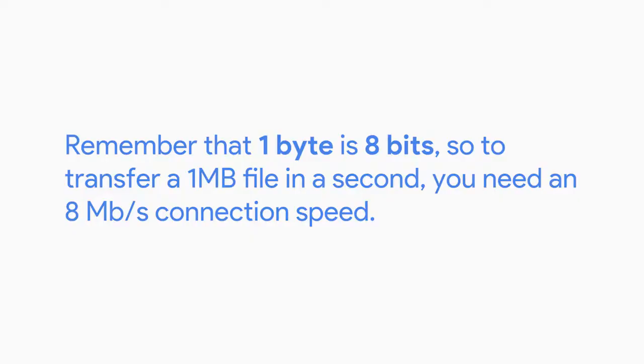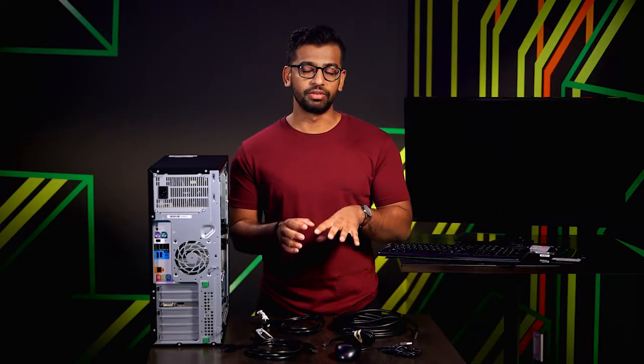People often mistake speeds of 40 megabits a second to mean that you can transfer 40 megabytes of data per second. Remember that 1 byte is 8 bits, so to transfer a 1 megabyte file in a second, you'll need an 8 megabits per second connection speed. So to transfer 40 megabytes of data in a second, you will need a transfer speed of 320 megabits per second.